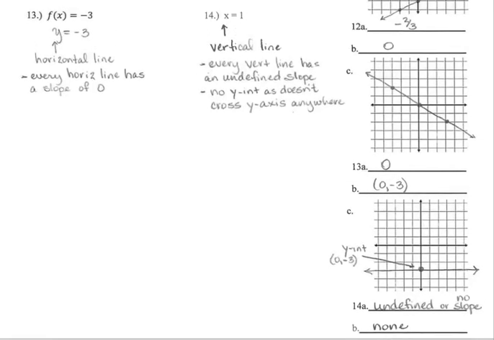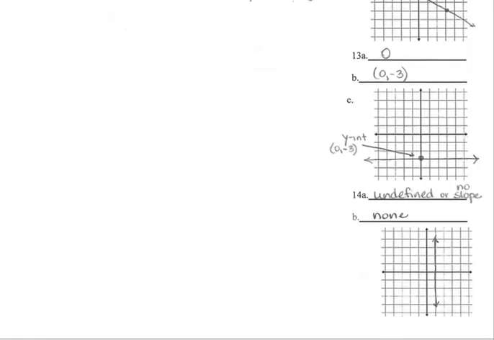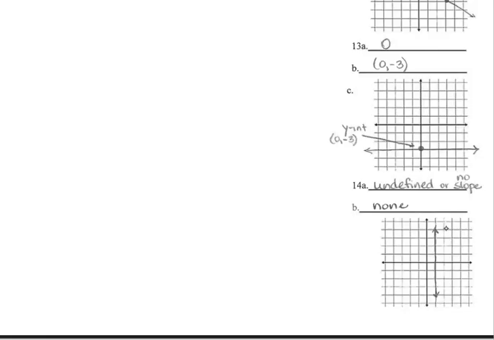For the last one, x equals 1, every vertical line on the face of the earth has the equation x equals something. And remember, you can't divide by 0. This is not a slope, so that's no slope or undefined slope. And there was nowhere it crosses the y-axis.